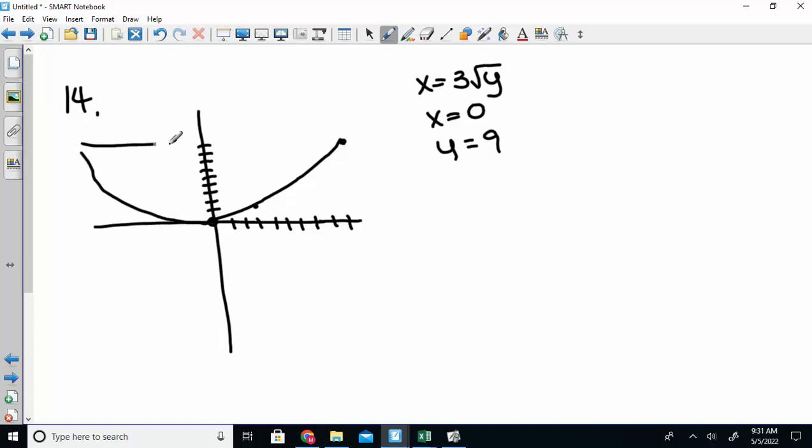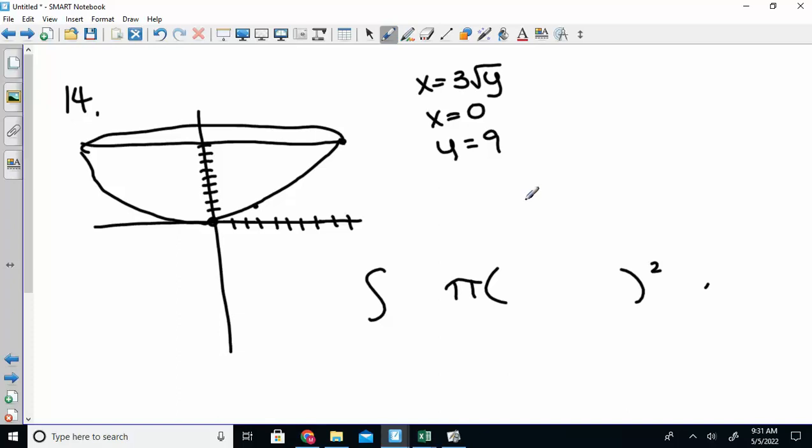I'm rotating it around the y-axis, so reflect it over. So we are getting just a bowl here. It's not hollow in the middle, so this is just your pi r squared. What variable do we want to do this in terms of? Probably y. This starts when y is 0 and ends when y is 9. We can see we have a definite bottom and top to our solid.